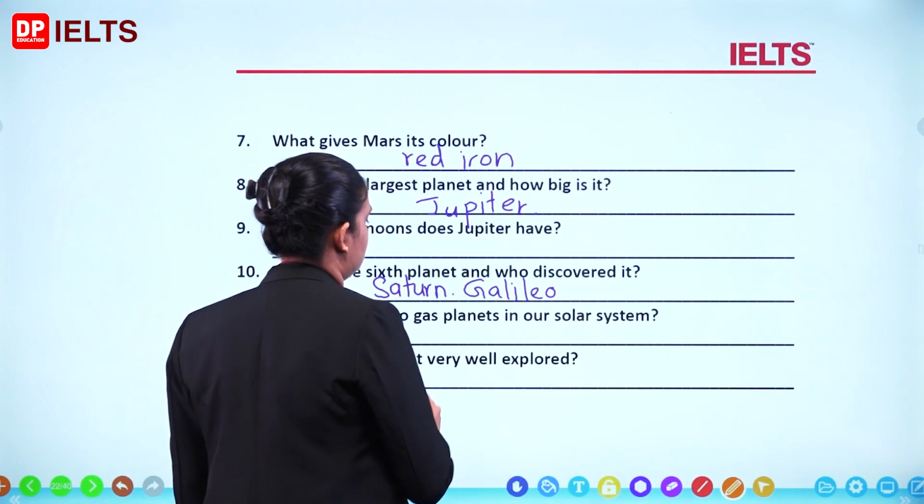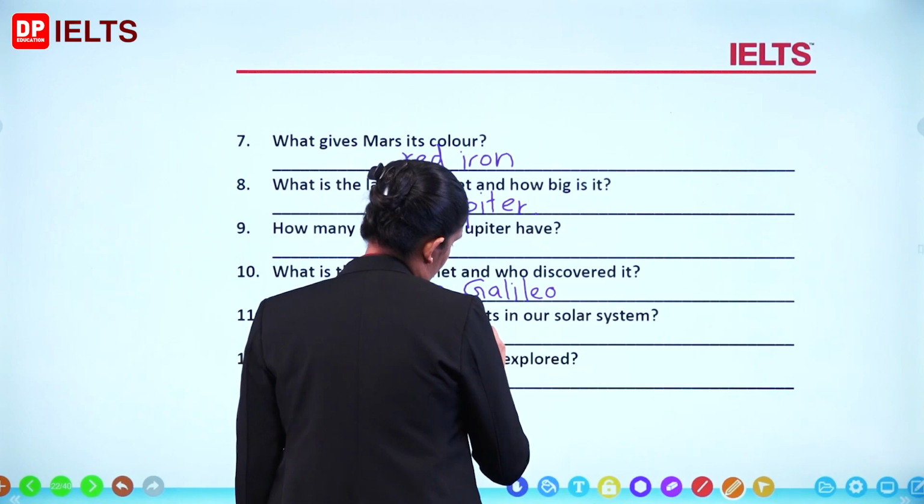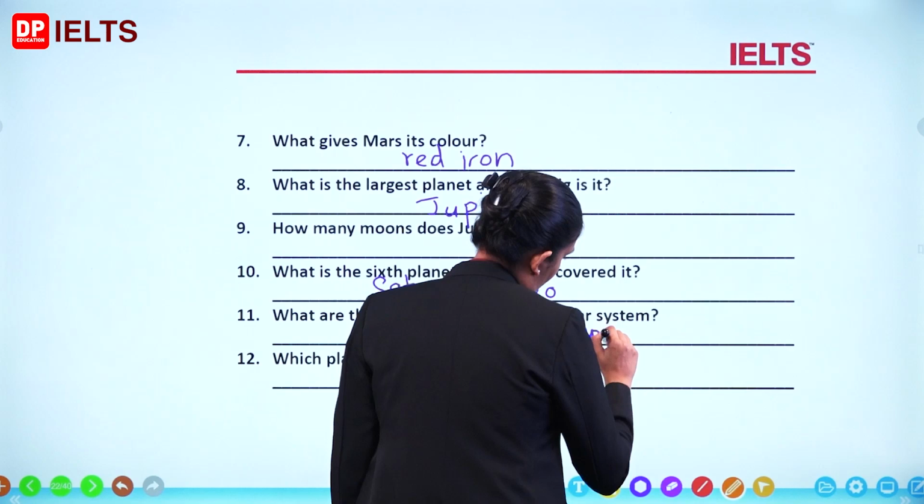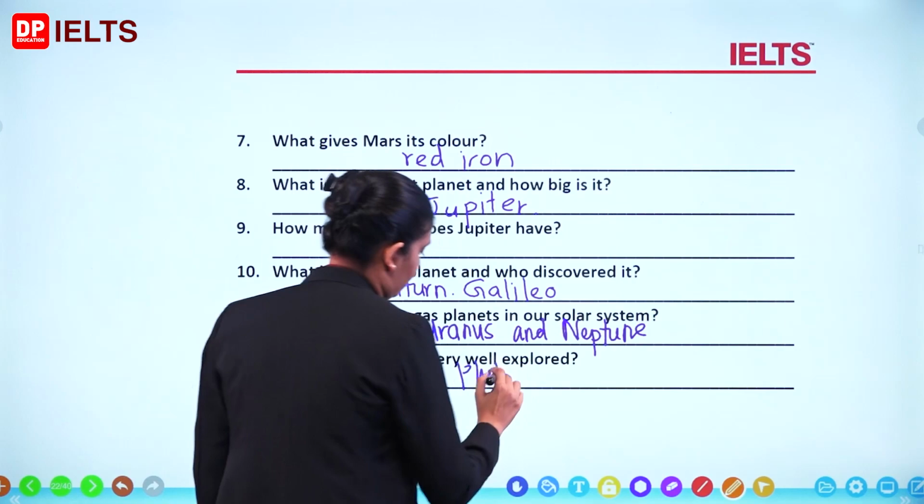What are the two gas planets in our solar system? So that's going to be Uranus and Neptune. Pluto has not been explored properly, so they don't know exactly whether it is solid or gas, not sure.